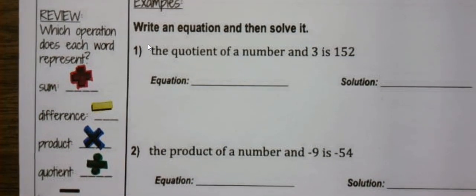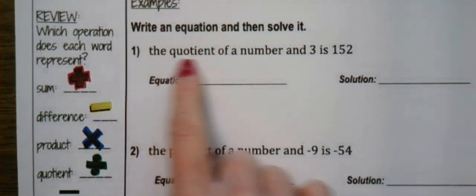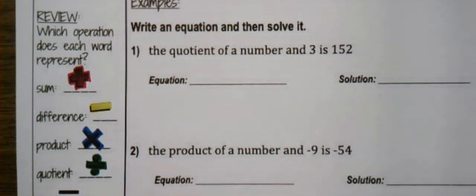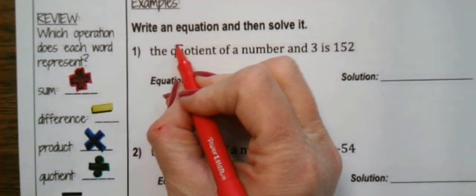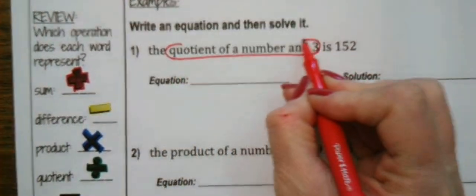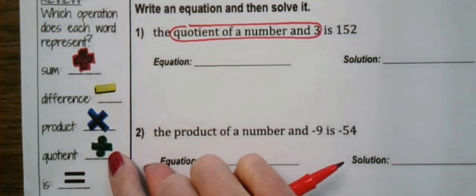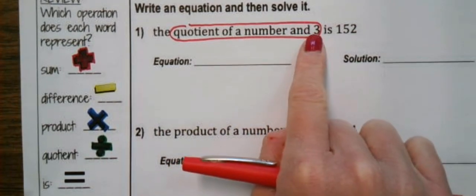Okay, in example number 1, it says the quotient of a number and 3 is 152. Let's take a look at some of our key words that we see in this sentence. We see the words quotient of a number and 3. We know that quotient means to divide. So we're going to be dividing a number and 3.